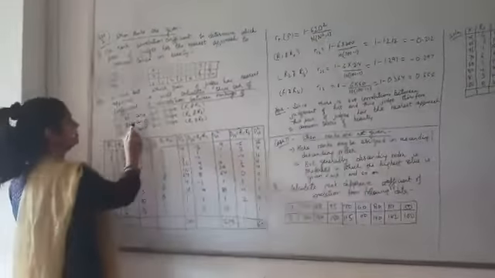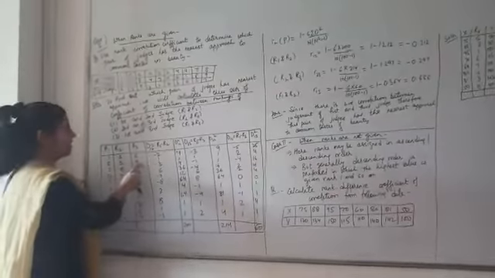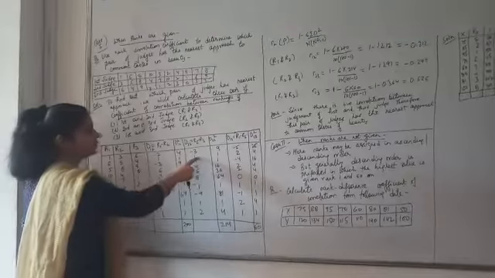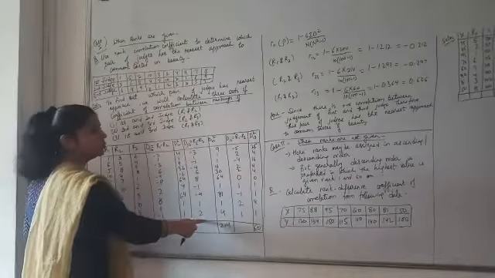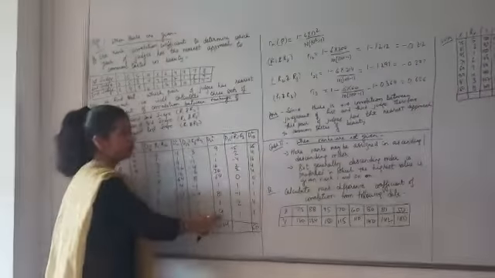Then, for the second pair, we will compute the difference between rank 2 and rank 3, that is R2 minus R3. R2 is 3 and R3 is 6. The difference will be -3. The second values are 5 and 4, so the difference will be 1. Similarly, we will compute all the values, and after computing all the values, we will take the square of all of them.